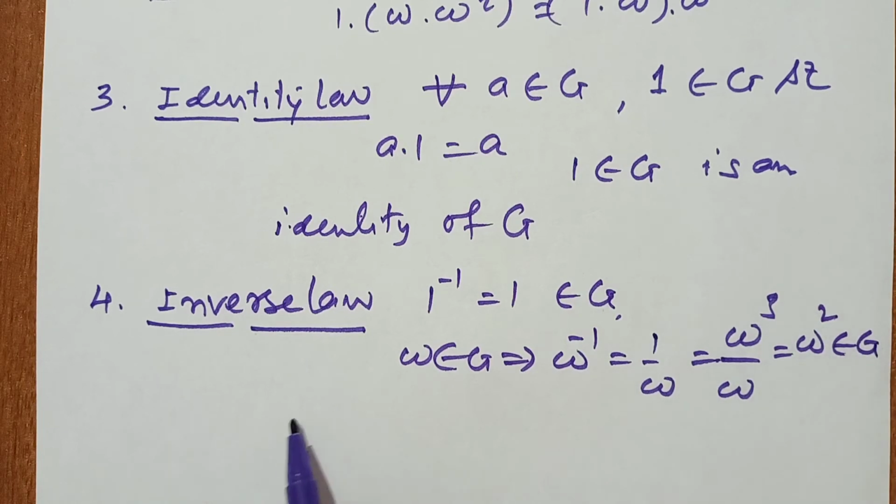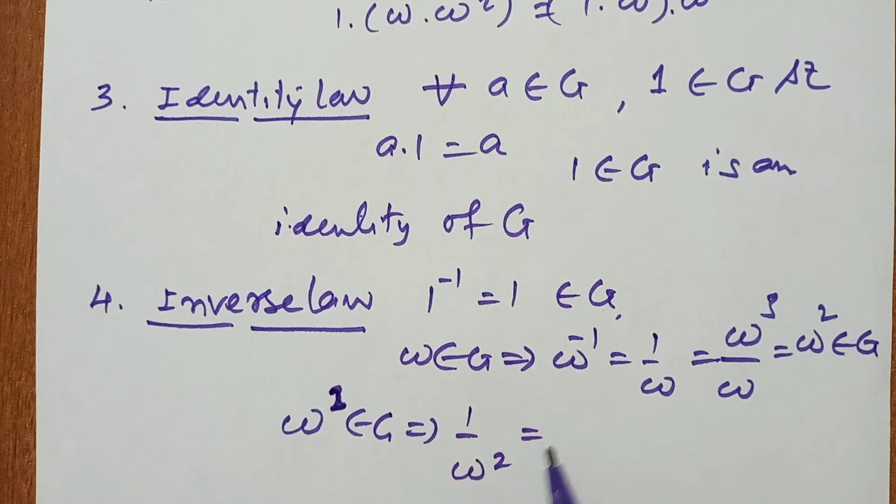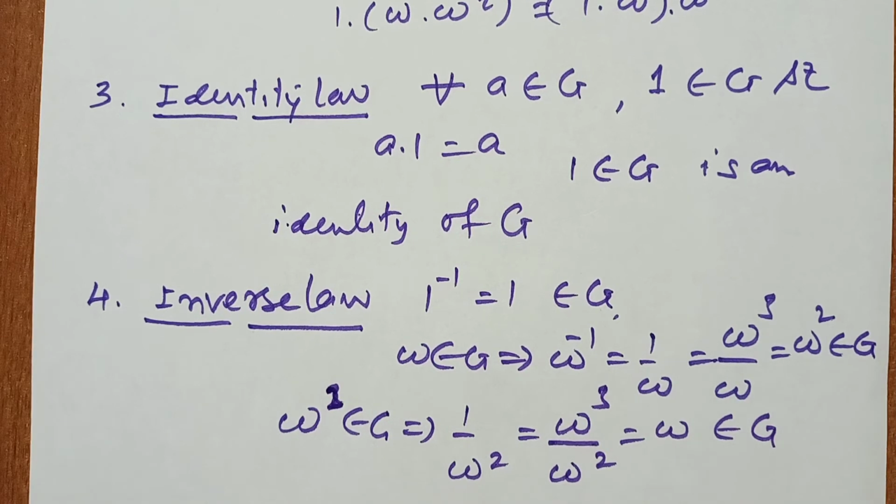And similarly, omega square belongs to G, implies inverse of omega means 1 upon omega square, and 1 is equal to omega cube. So omega cube upon omega square, this is omega. So this is also in G. Okay, so this is very easy to explain: inverse of each element of G is in G. So inverse law exists, satisfied.